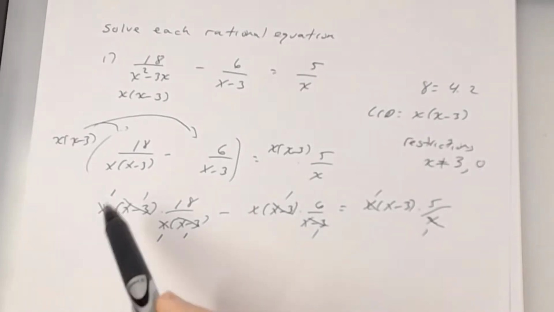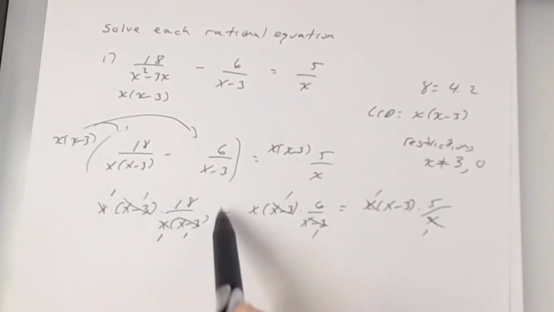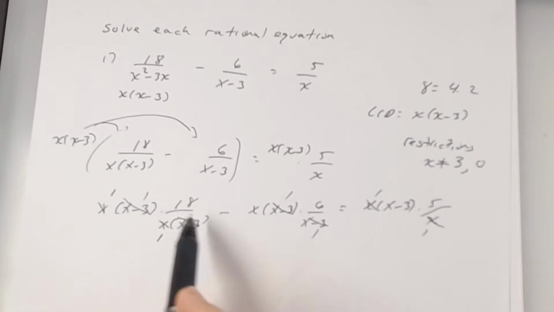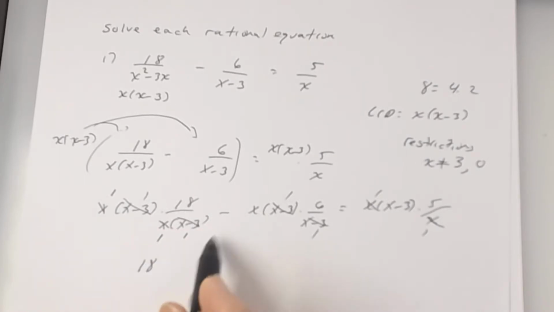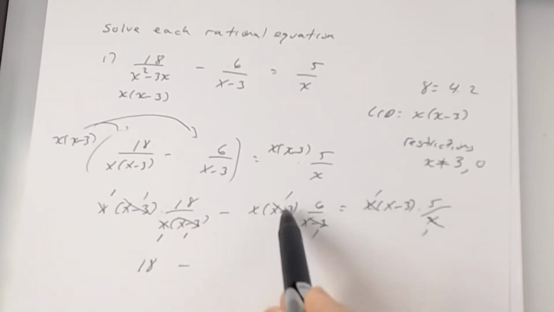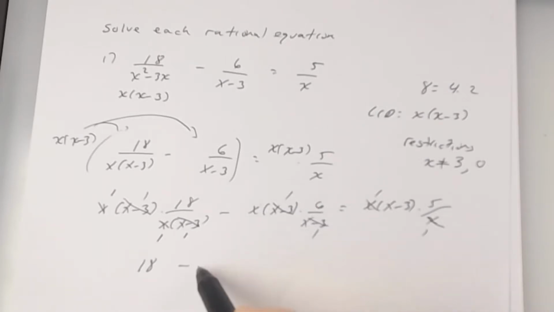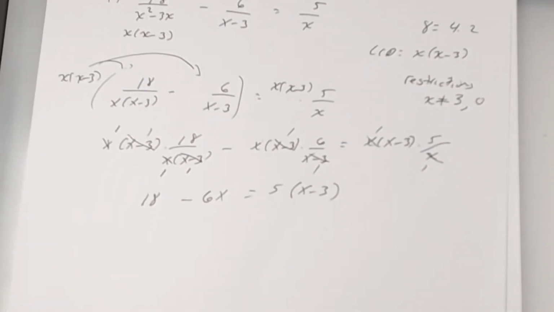So now what you have is this. You have 1 times what? What is this right here? 18. Minus. Here you have x times 1 times 6, which is what? 6x. Equal. Over here you have what? Now be careful with that one. You have 5 times, let's keep it like this for right now, 5 times what? X minus 3. That's what I have. So it's not 5x minus 3. If you want to skip that step, you could. It would be 5x minus what? 15. That's what it would be.